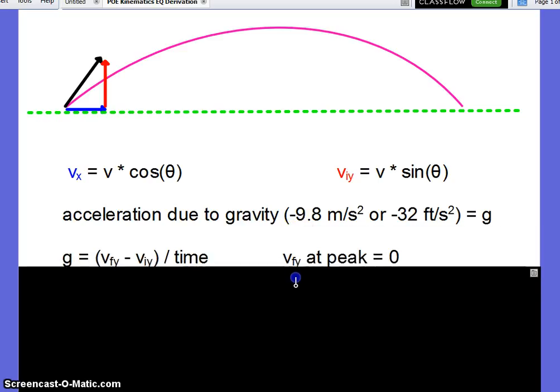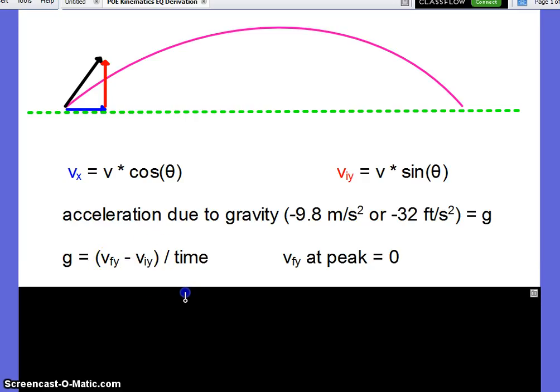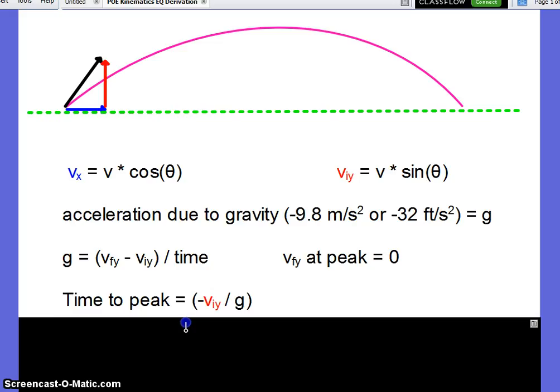So if you look at the definition of acceleration, here I'm using g for acceleration due to gravity. That's going to be equal to our change in vertical velocity, the final y velocity minus the initial one, divided by time. Now, the special thing about the peak is that the y velocity is 0. So if we were to plug in 0 here for Vfy, we would get an expression for the time to the peak. And it would wind up being negative of the initial vertical velocity divided by that acceleration due to gravity. Notice what we did over and over again.